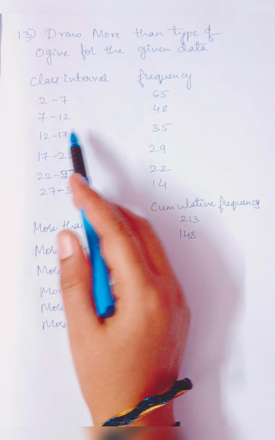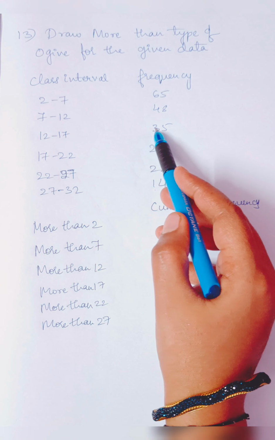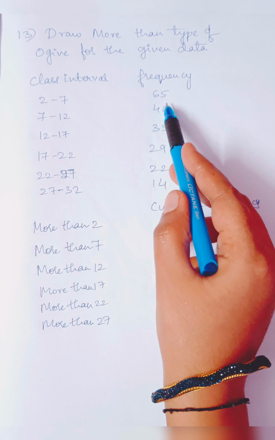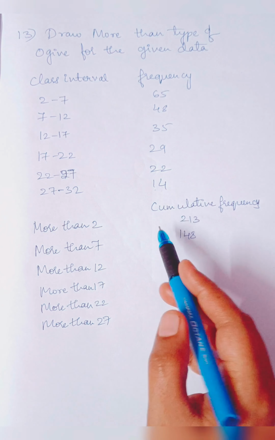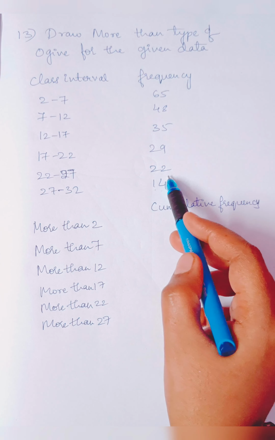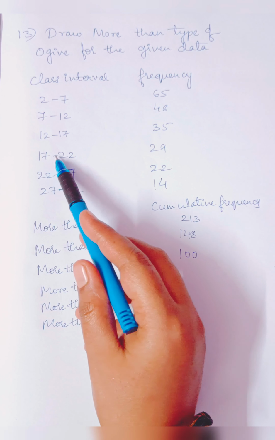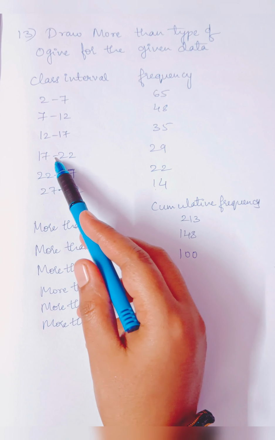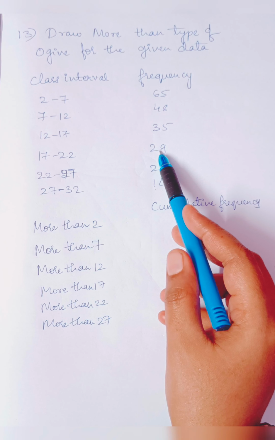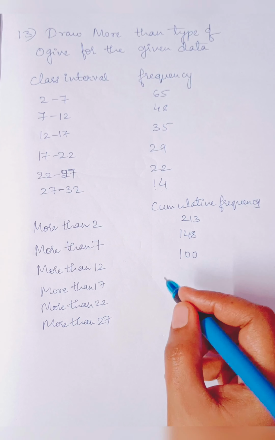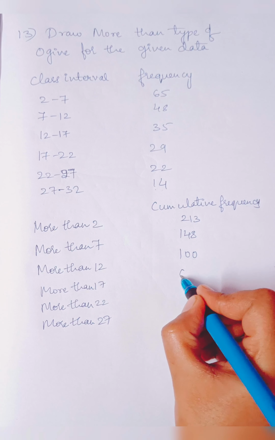For more than 12, take the numbers from here. Okay. Leave these 2, add these 4. So 35, 29, 22, 14. If you add, how much will you get? 100. Okay. For more than 17, you should add the values from here. That is 29, 22, 14. If you add, you'll get 65.